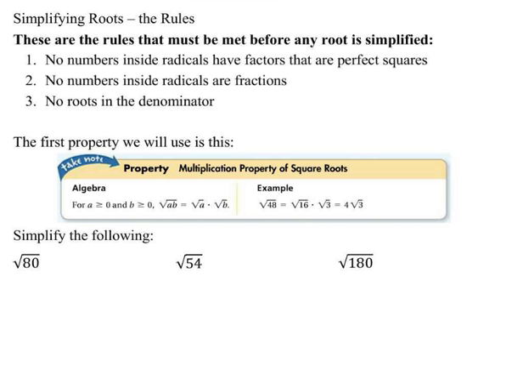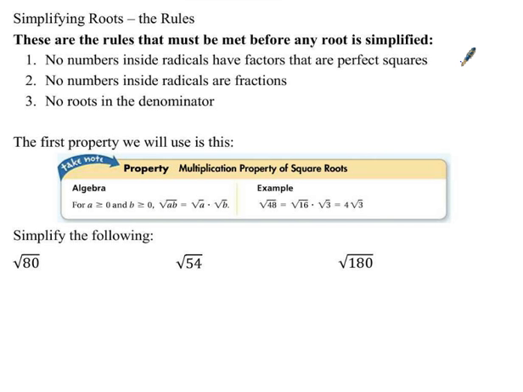To simplify roots, there's only 3 easy rules that you have to follow. These rules must be met before you can call an answer simplified. First rule, no number inside the radical has factors that are perfect squares. So before we go on, let's talk about the perfect squares. Let's make that list of perfect squares again so that we have it fresh in our minds.